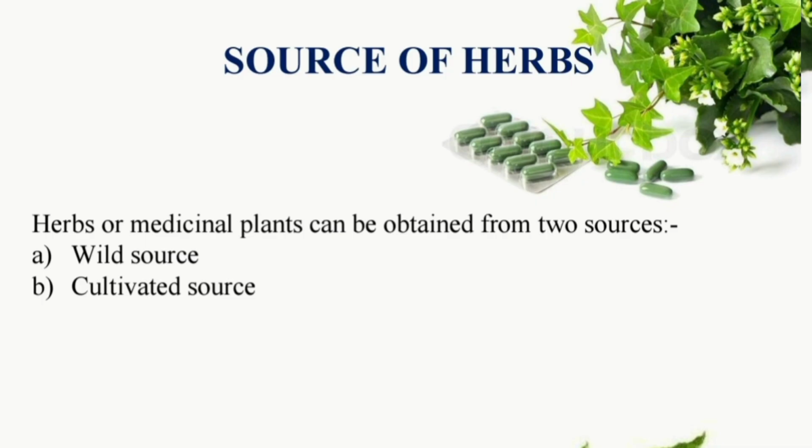Sources of herbs. Herbs or the medicinal plants can be obtained from two sources: wild sources and cultivated sources. Wild sources means we are going to have those herbs from the forest, and cultivated sources means we are going to cultivate those plants which are actually needed for the medicinal purpose. So these wild source and cultivated source are the main two sources of herbs or the medicinal plants.